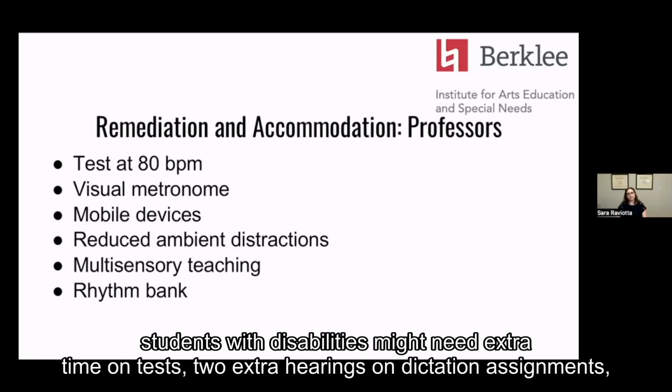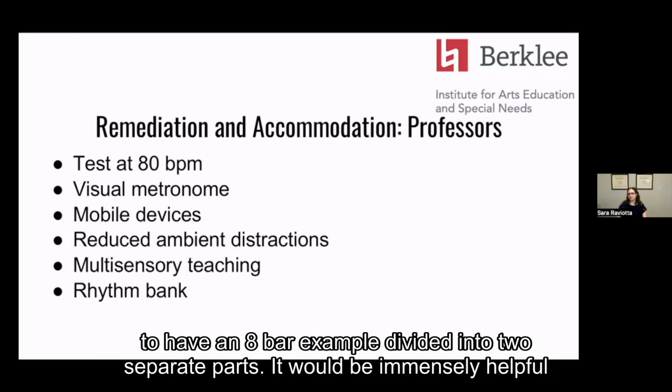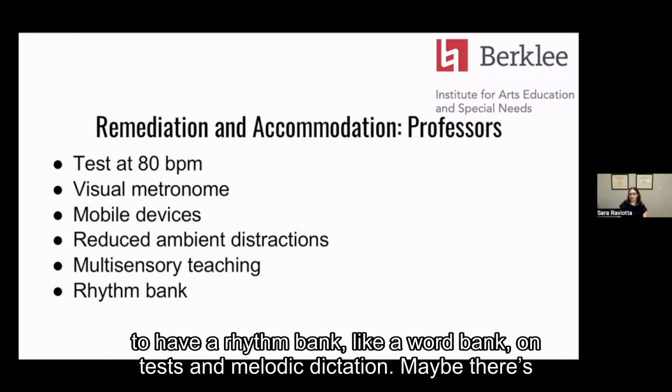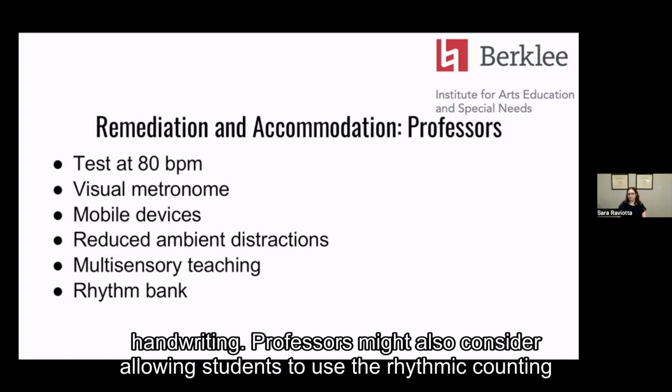Additionally, students with disabilities might need extra time on tests, 2 extra hearings on dictation assignments, more silent thinking time between hearings to translate thoughts onto paper, or they might need to have an 8-bar example divided into 2 separate parts. It would be immensely helpful to have a rhythm bank, like a word bank, on tests of melodic dictation. Maybe there's a line for rough draft practice scribbling and a line for the final answer with more legible handwriting.